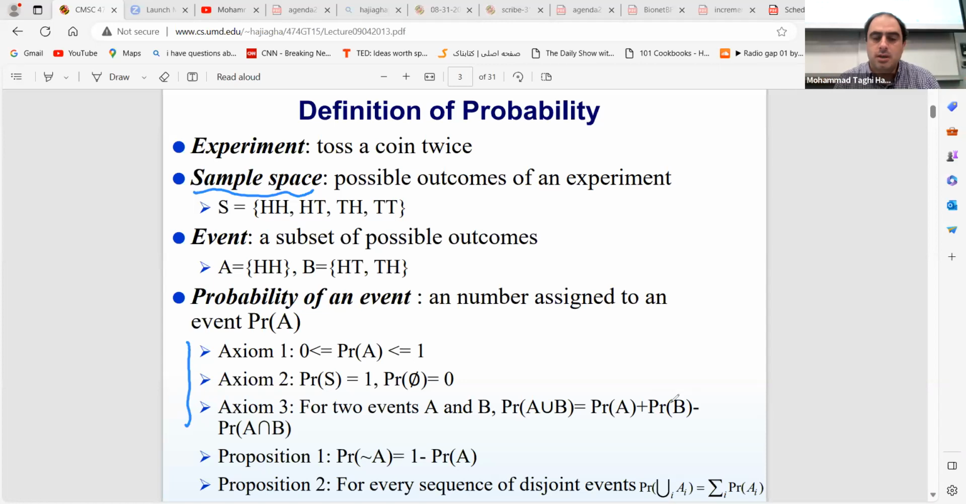Great. So let's start with the first one and see, do you have any ideas how we can prove it? The probability of not A, where not A means the complement of A, which is S minus A, is equal to 1 minus the probability of A.